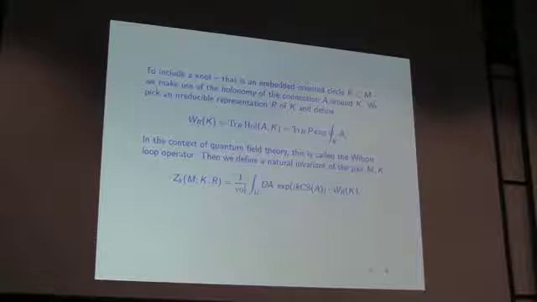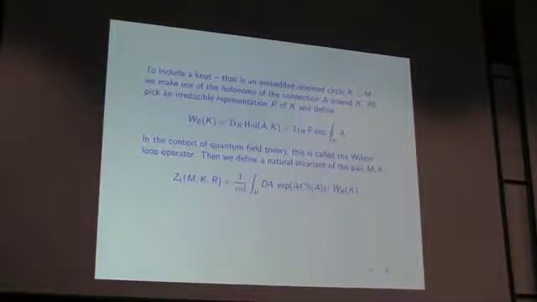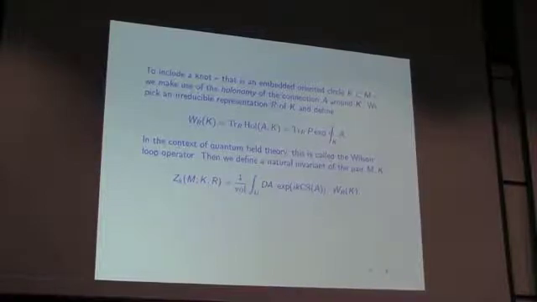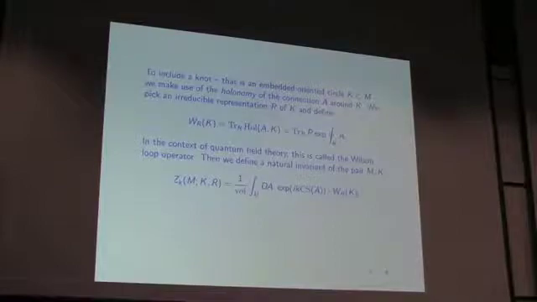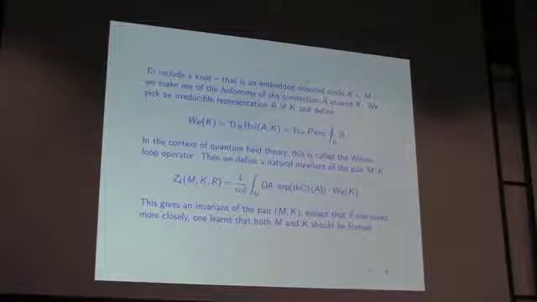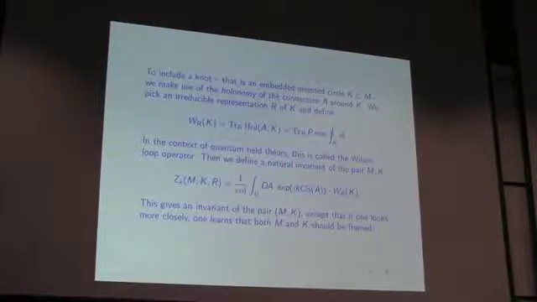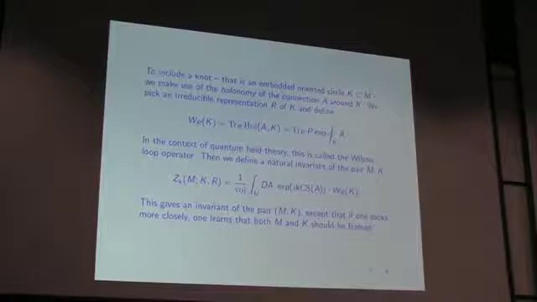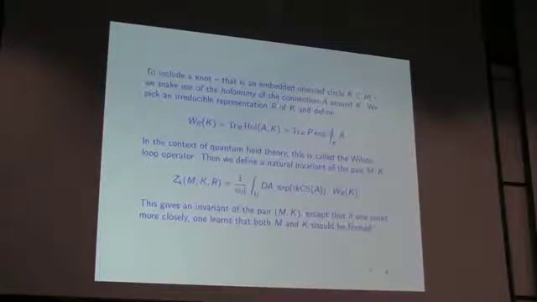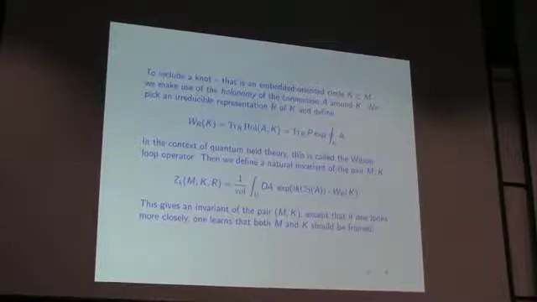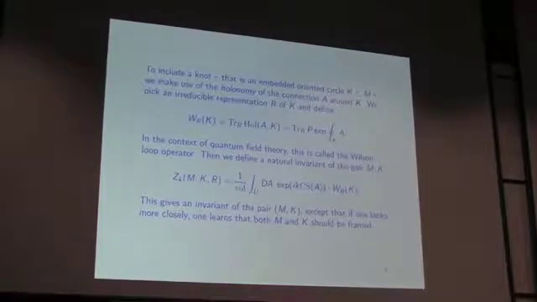So formally now we can define a natural invariant of the pair consisting of a three-dimensional manifold M with an embedded knot. And that invariant is the integral over the space of connections of what we had before times the holonomy. So this gives an invariant of the pair M and K, except that if you apply the lessons you might have learned as a physics graduate student studying renormalization, you'll learn after a little while that both M and K should be framed, which in the case of K is related to what the condensed matter physicists call fractional statistics.